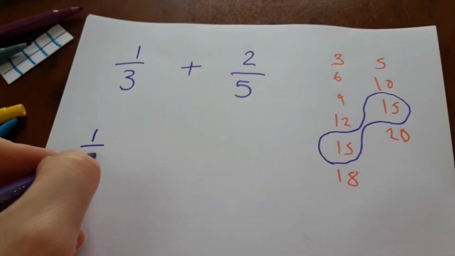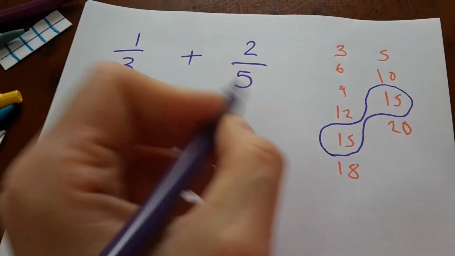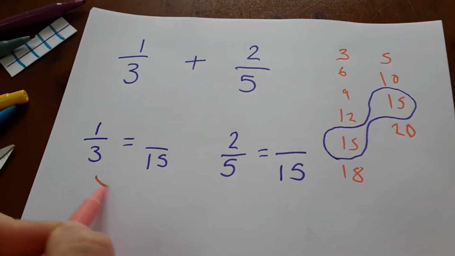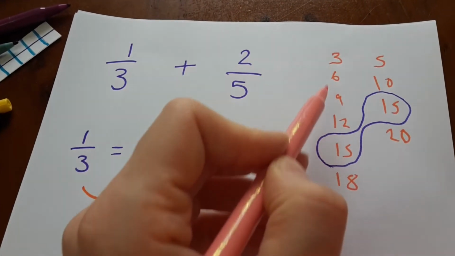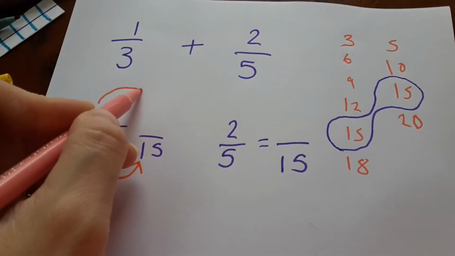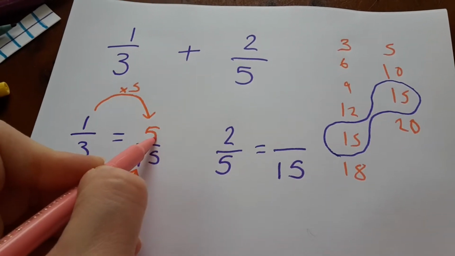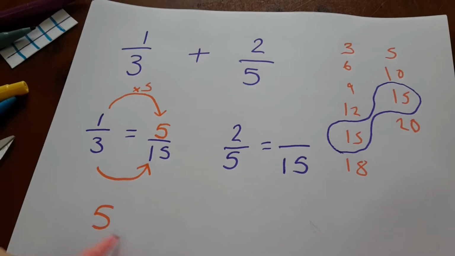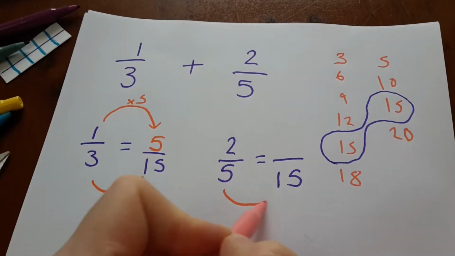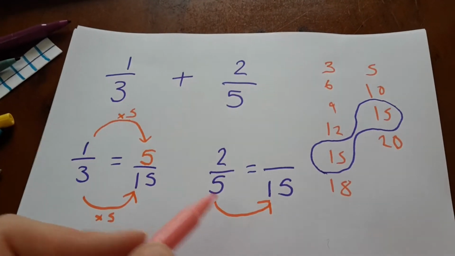So I'm going to rewrite my third into 15ths, and I'm also going to rewrite my fifths into 15ths. To go from 3 to 15, I need 1, 2, 3, 4, 5 times more cuts. So this one chunk is going to be cut into 5 times the amount of pieces it already is. So I'm going to get 5 15ths. And this one, to go from 5 to 15, I'm going to have to make 1, 2, 3 times more cuts than I started with.